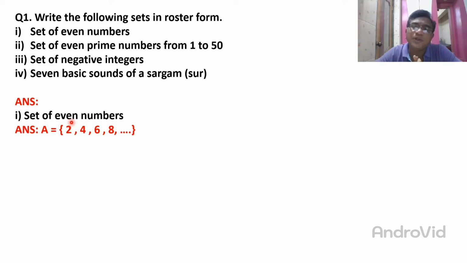Another way to define an even number is by its unit place: if the unit place has 0, 2, 4, 6, or 8, the number is even. So for any number, suppose the unit digit is 0, it is an even number. If it is 2, it is an even number. If it is 4, 6, or 8, it is an even number.